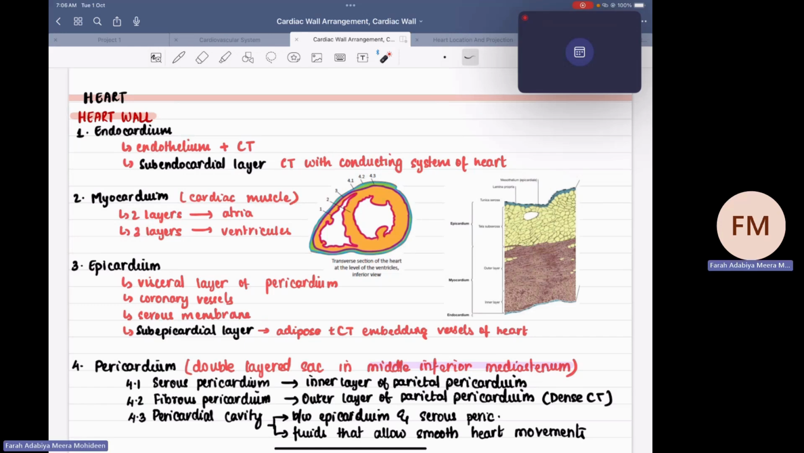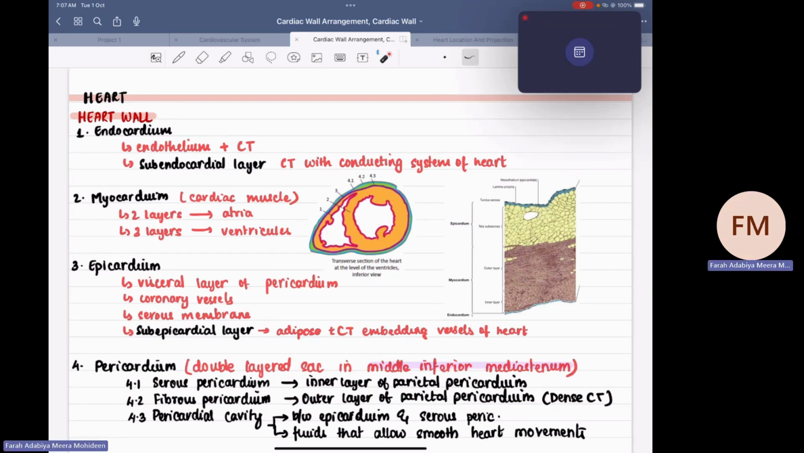Now, the pericardium, as we already spoke about, is a double layered sac in the middle inferior mediastinum. It has a serous pericardium, which is the visceral layer of the pericardium, and then you have a fibrous layer, which is the parietal layer. Or you can also say that the inner layer of the parietal pericardium is also serous, and the outer layer of the parietal pericardium has dense connective tissue and it's fibrous.